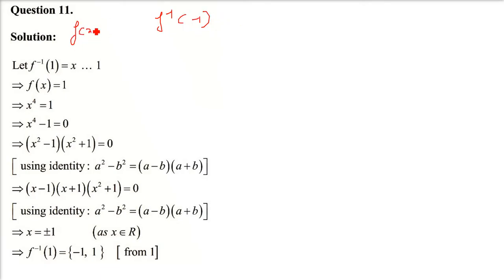f(x) is already given as x to the power 4. So f inverse of minus 1 equals x, so you get f(x) as negative 1. It is 1, sorry. I'm so sorry. It's not negative 1, it's plus 1. It's the 11th question, so it's f inverse of 1. So f(x) is equal to 1 here.